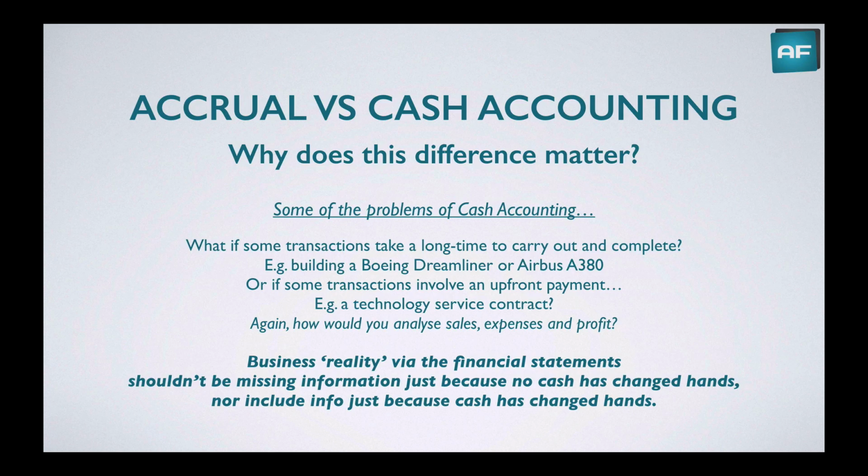Here's another problem. What if some transactions take a long time to carry out and complete? For example, Boeing builds their Dreamliners over a number of years, or Airbus building their A380s. So in those contracts or transactions, an airline might place an order in one year, and it may take a year or two before the plane is actually delivered, let alone when cash changes hands.